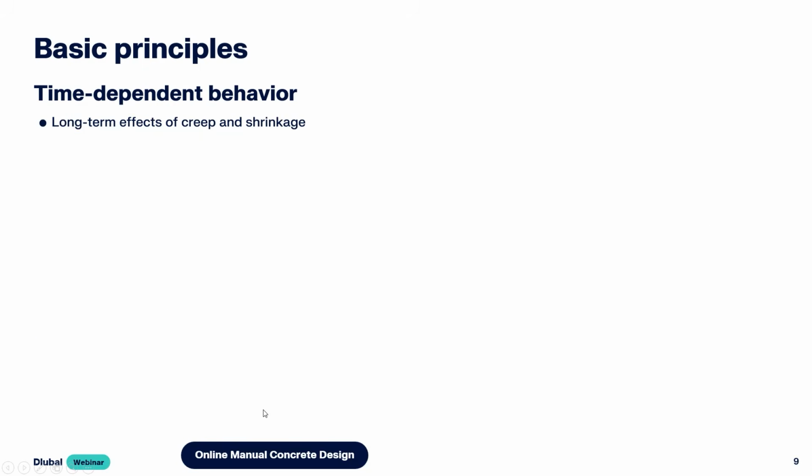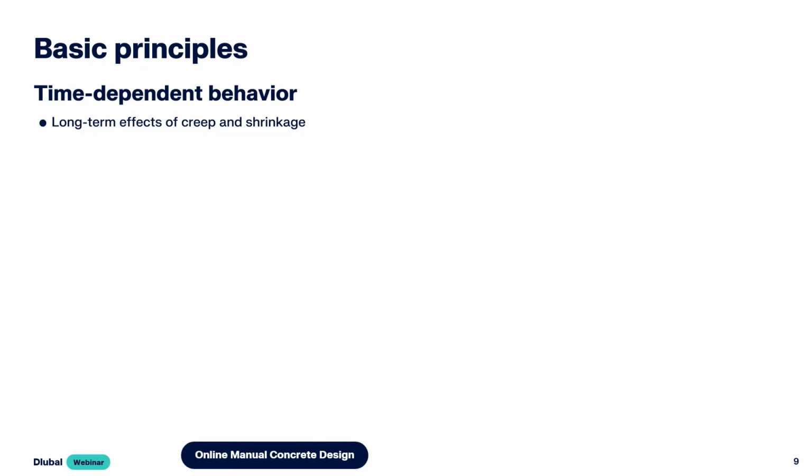We also want to take a look at the effect on our structure over time. This means the final state for which we are designing, for example, after 50 years. To do this, we need to take long-term effects into account. These effects are creep and shrinkage.